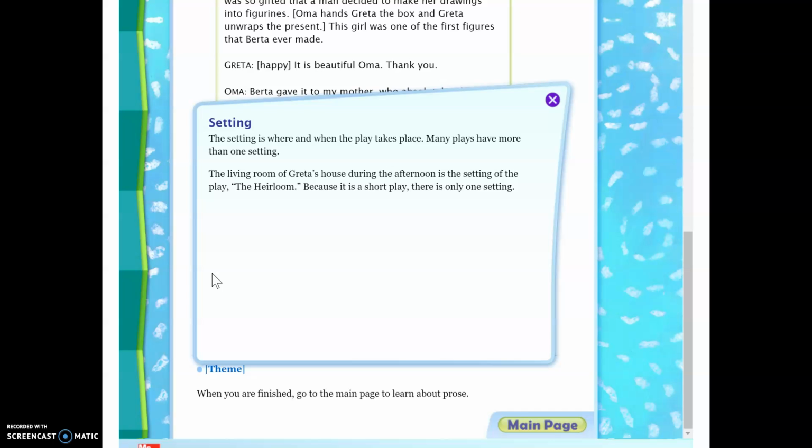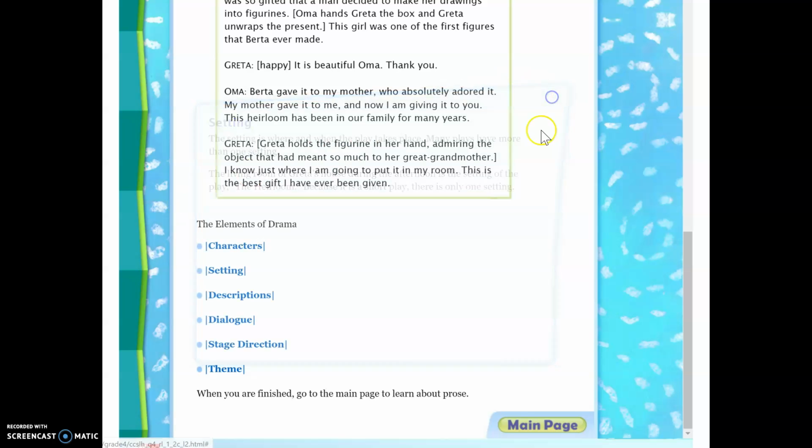So, Miss Moore, does that mean that some plays have more than one setting? Yes, and it also means that the setting is always identified. It will say setting and then a colon and wherever that particular part of the play is taking place.